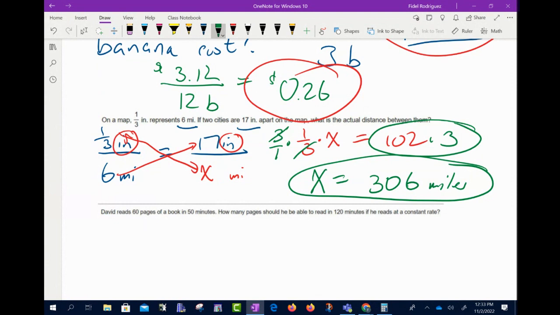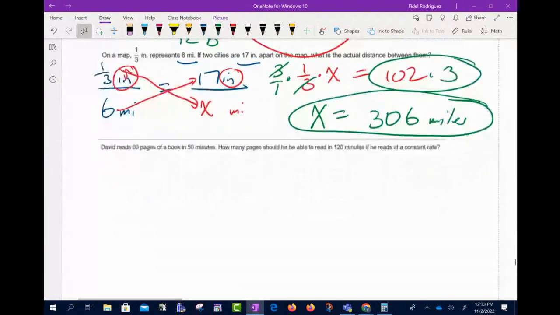But the idea here is, how do you do this? How do you explain this to your students? Okay. So look, let's take a look at the next one here.